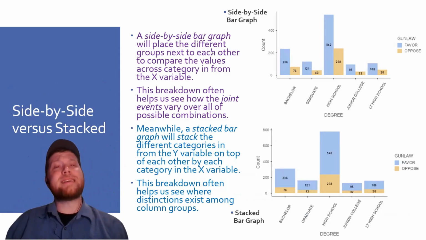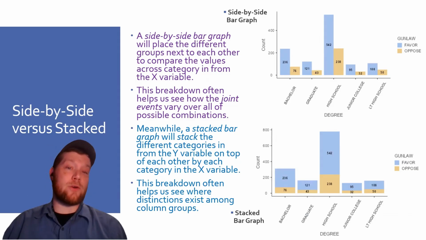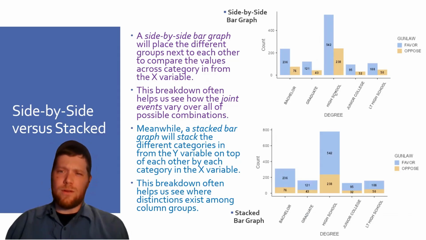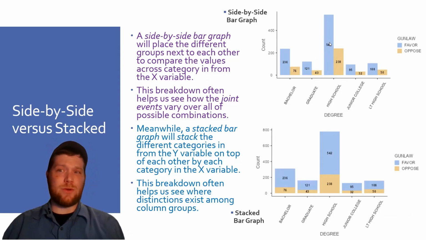To begin, a side-by-side bar graph will place the different groups next to each other to compare the values across the categories from the x variable. This breakdown often helps us see how the joint events vary over possible combinations. So here, these are just in frequencies, and I can see that high school, for those who were in favor of the gun law, this is a huge number of individuals. It's the biggest number in this joint event of high school degree only and in favor of gun laws.